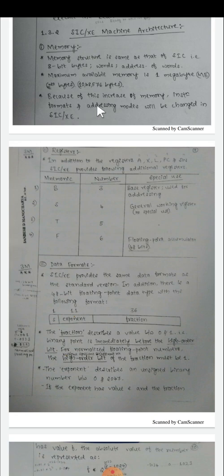And again there are many addressing modes available in SIC XE, whereas in SIC there were only two addressing modes. One was indexed addressing mode, and another one was direct addressing mode. So direct addressing mode and indexed addressing mode were there in SIC, but here more than two addressing modes we will study in SIC XE. So because of increase of memory, these instruction formats are also different, and addressing modes are also different than that of SIC machine.